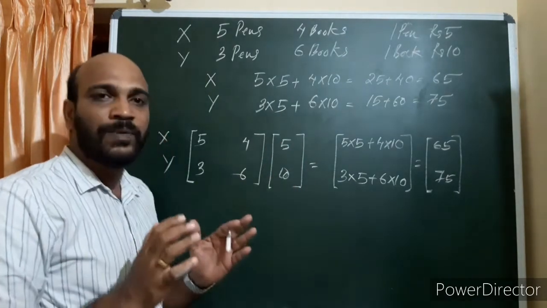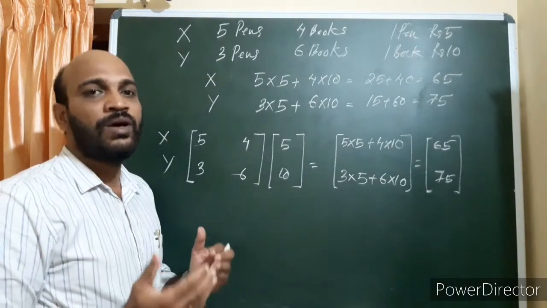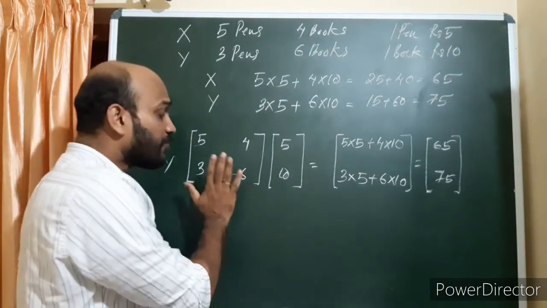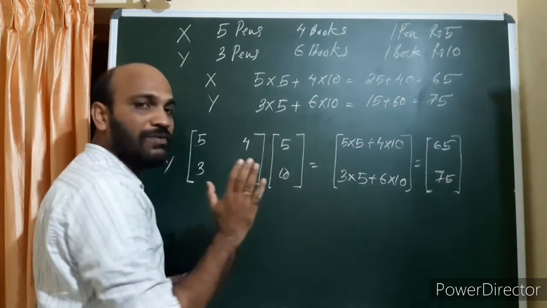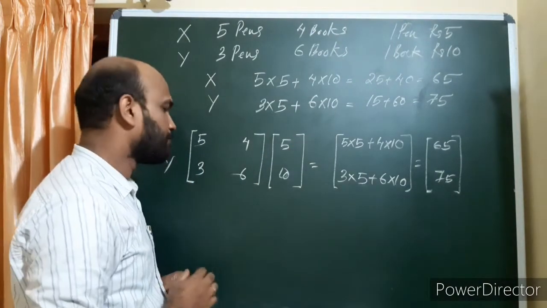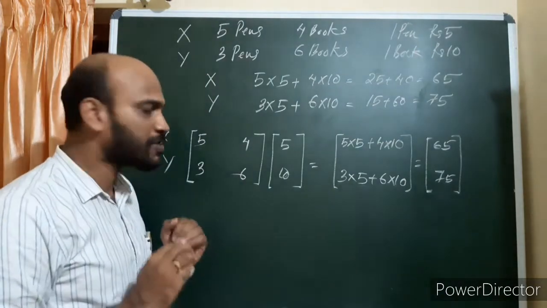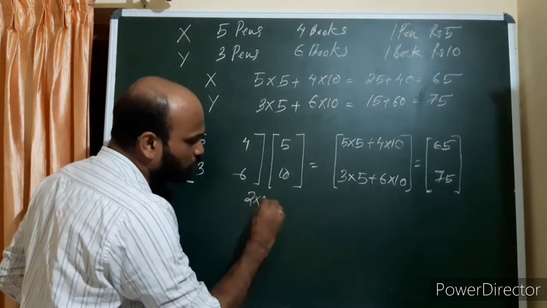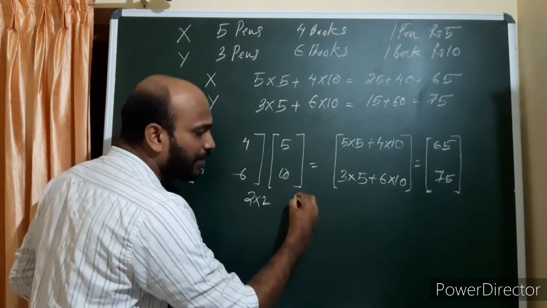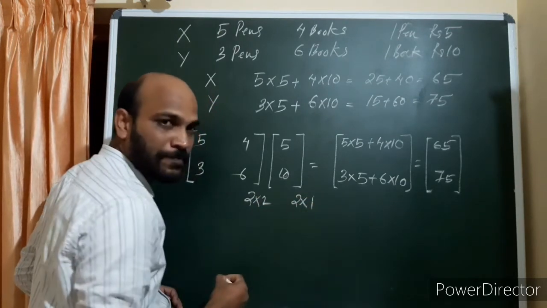So in order to multiply two matrices, we are using rows and columns. For the first matrix, we will always use rows. For the second matrix, we will always use columns. Now consider the order of these matrices. The order of the first matrix is 2 by 2. The order of the second matrix is 2 by 1.